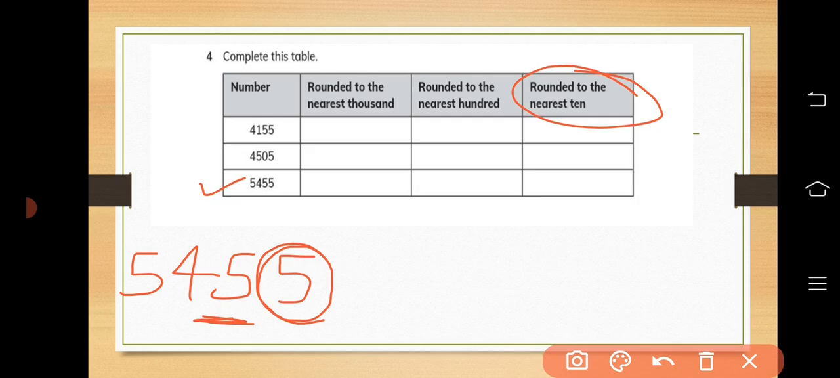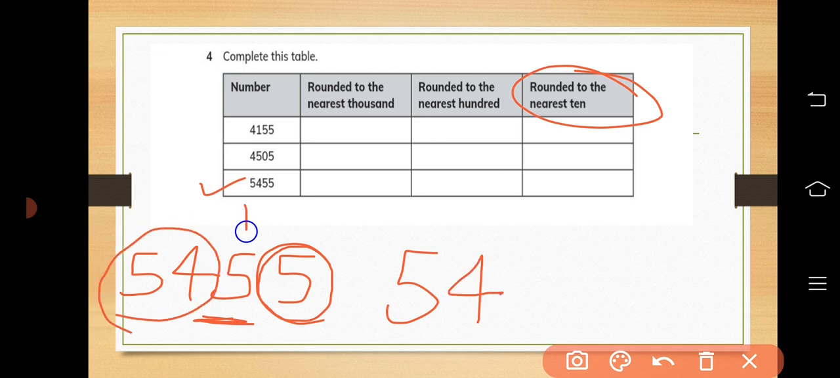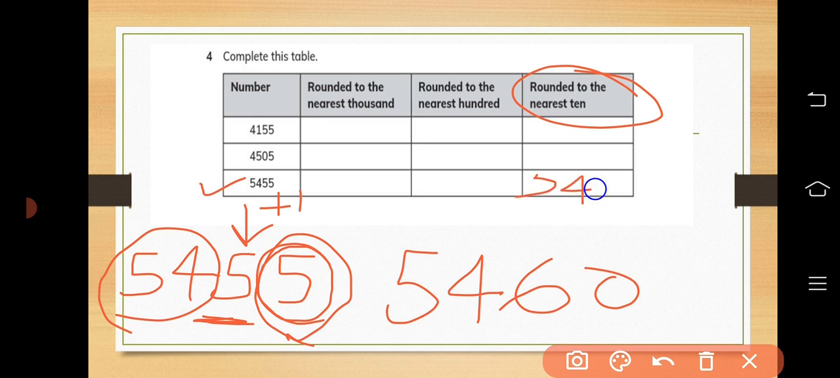So it means that these numbers remain the same. You have to add plus 1 in the underlined digit, 5 becomes 6 and the remaining digit becomes 0. So the approximation answer of this number, when we rounded this number to the nearest 10, is 5460.